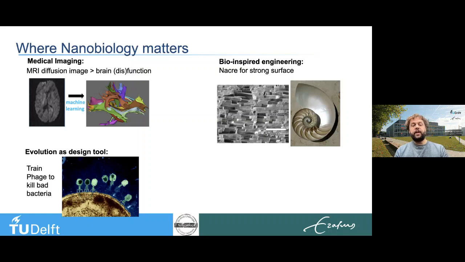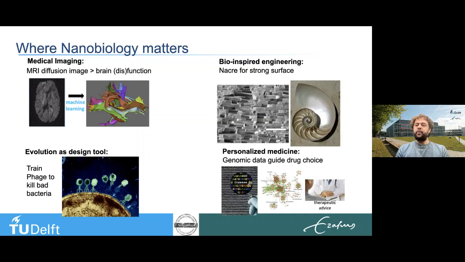So you can train phages, and phages are viruses that kill bacteria, to kill the bacteria that are pathogens. Or in the very big genomic data sets that we have, genomic data means many people have their genomes sequenced, and we know exactly what the tiny differences in the genome between different people are. Can we use that information to see which genes cause a disease, or that help us to make drug choices, etc.? So these are all items where nanobiology really matters.